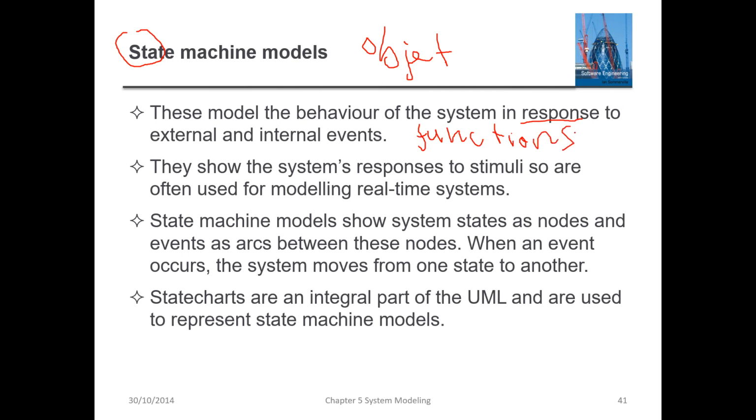When an object is created, a function will interact with this object and change the status of the object. So this is how a system responds to stimulus, often used by models of real-time systems. Real-time means that it changes depending on time.